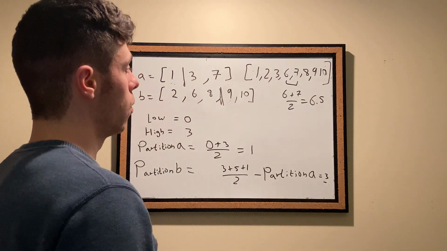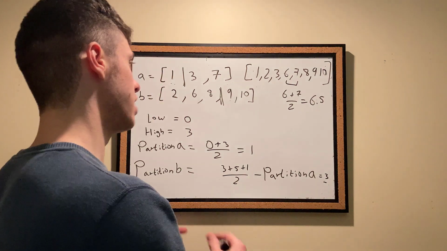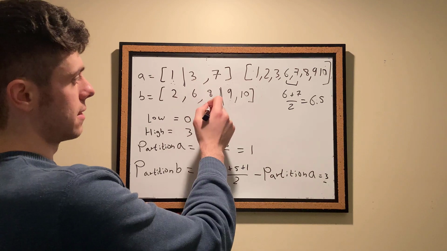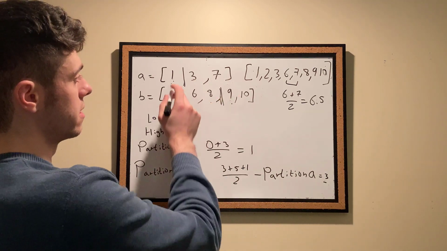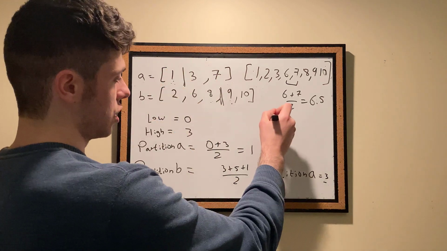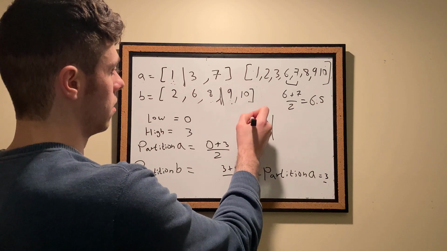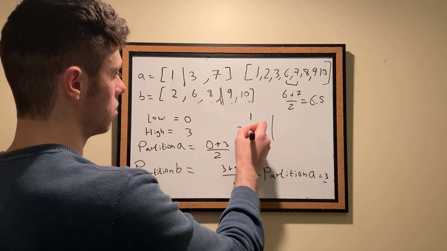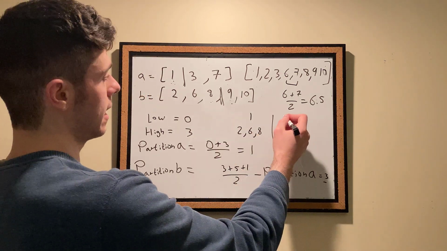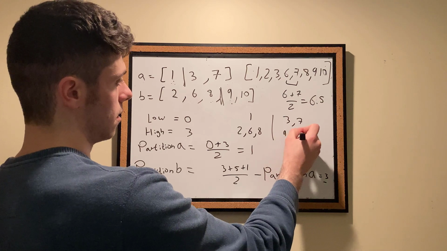Okay, so now what? Well, now we have to check, right? We have an equal amount of elements, great, but since we know that this element is less than this element, and this element is less than this element, we have to check, is this element less than this element, and is this element less than this element? So let's write this out. Basically we're going to have 1 here, 2, 6, 8 here, right? And then on the right half, we're going to have 3 and 7, and then 9 and 10.